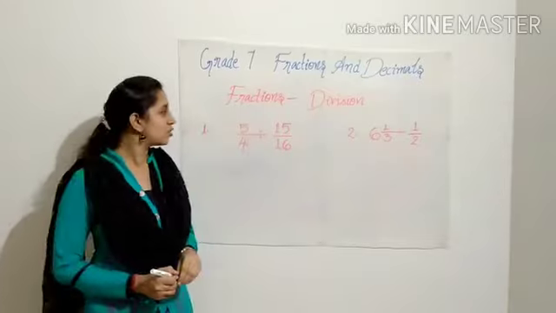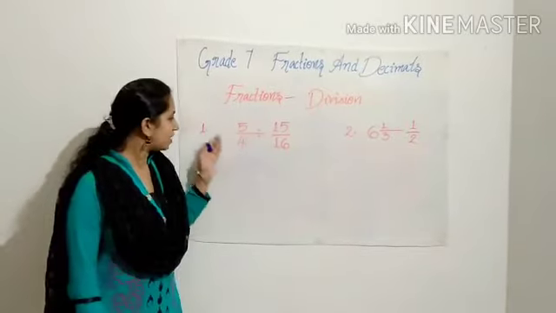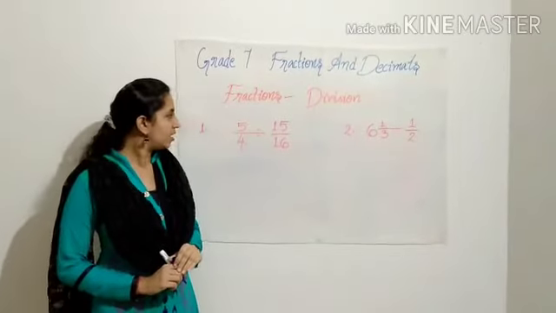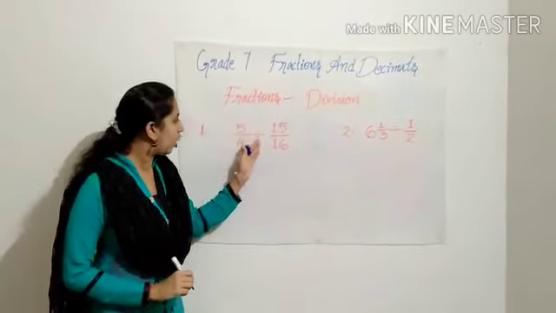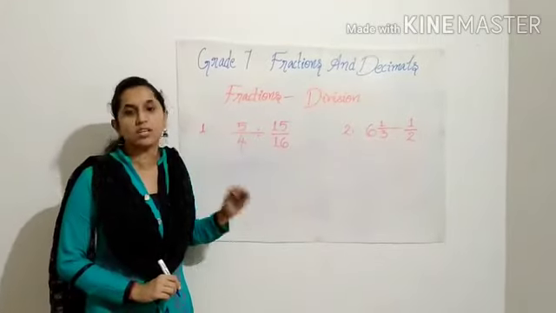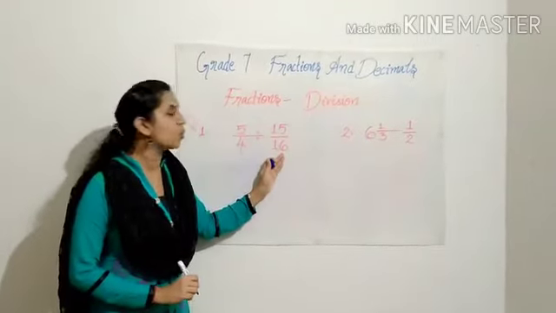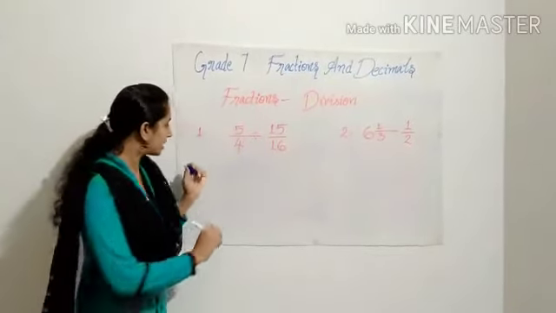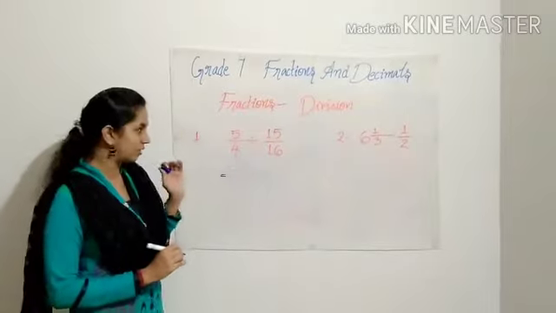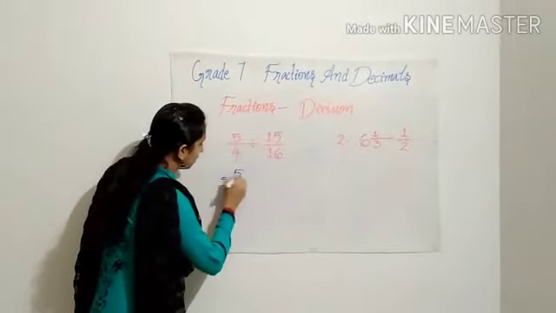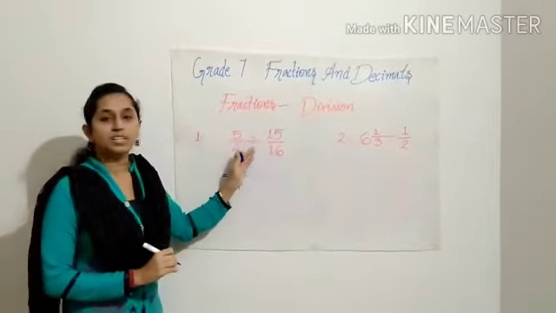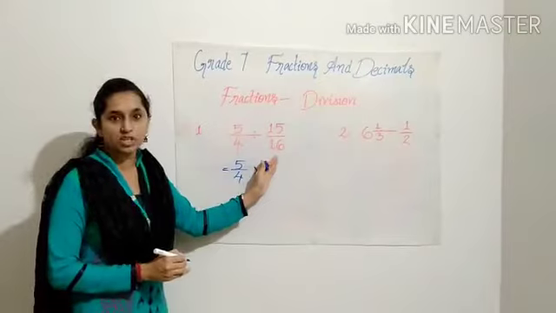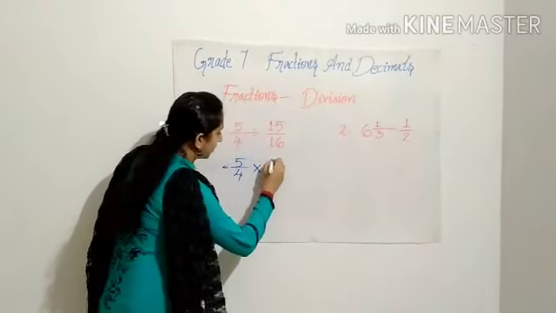Now let's study how to divide the given fractions. The first question is 5 by 4 divided by 15 by 16. Here the step is to convert the operation division to multiplication by taking the reciprocal of the second fraction. No change to the first fraction. Okay. Now let's see how we can solve it. So the first fraction is 5 by 4. No change to it. Division changes to multiplication and the reciprocal of this fraction will be 16 by 15.